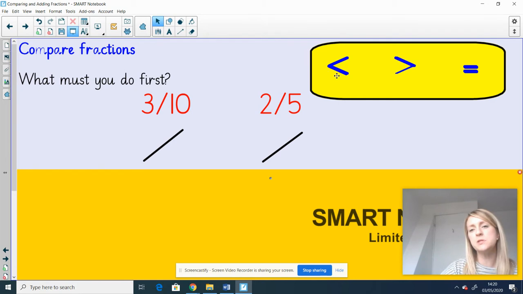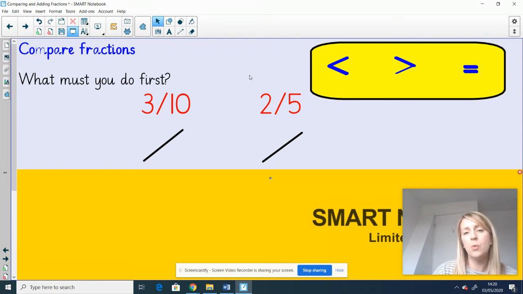If you look at these symbols at the top, we've got the less than symbol, the greater than symbol, and the equal to symbol. And that's what we're going to be using today when we compare these fractions. So the first set of fractions we're going to compare are 3/10 and 2/5.